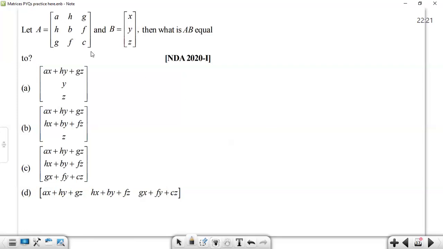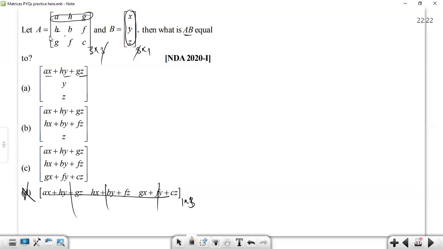Let A be a given matrix of 3 by 3 order, B is a matrix of 3 by 1 order. Then AB is equal to, now we are very sure that AB will be a 3 into 1 matrix. So 3 cross 1 matrix. So this cannot be an answer because this is a 1 cross 3 matrix. There are 3 columns, 1 row. One option eliminated. Now we know for the first row, first column will be multiplied. So the first element is going to be ax plus hy plus gz. Okay, so this is there in all of the options. So let's now check for other elements.